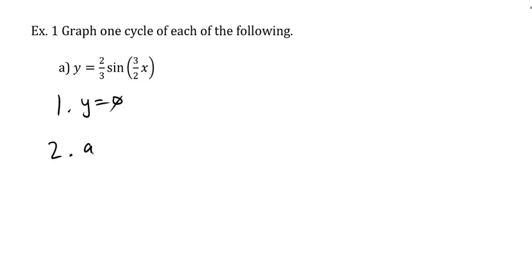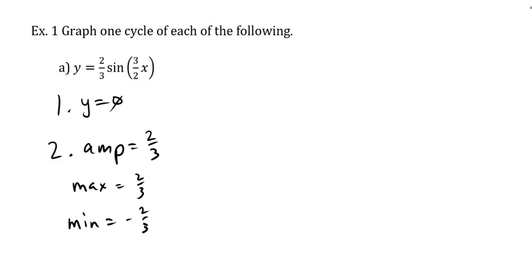Question 2, the amplitude is 2 over 3. That's my A value. And then I use that to come up with my max, which is the 0 line, in this case 0 plus 2 over 3. So that's 2 over 3. And the 0 line minus the amplitude, so negative 2 over 3.